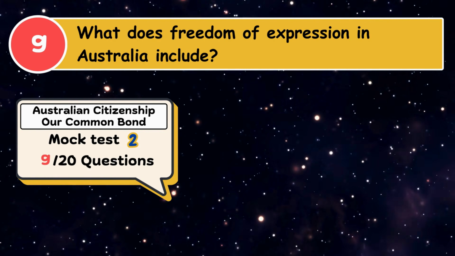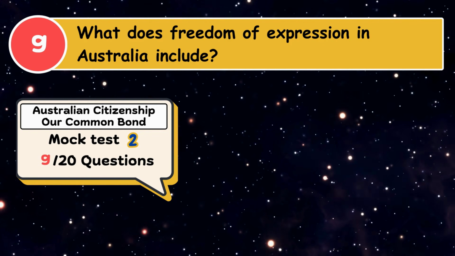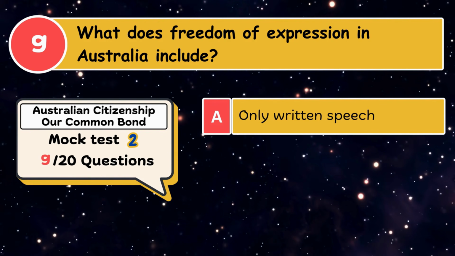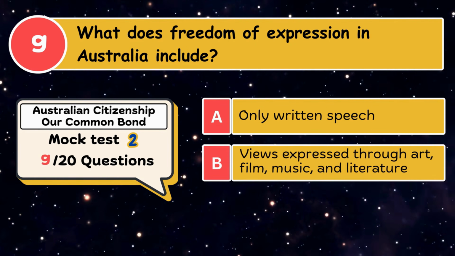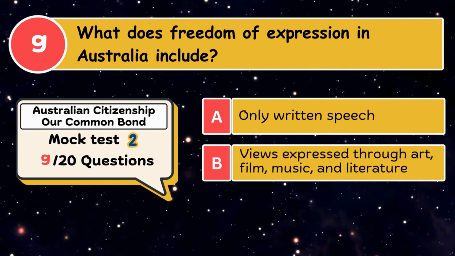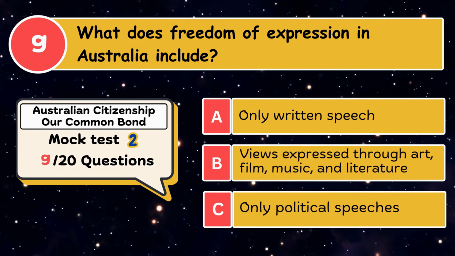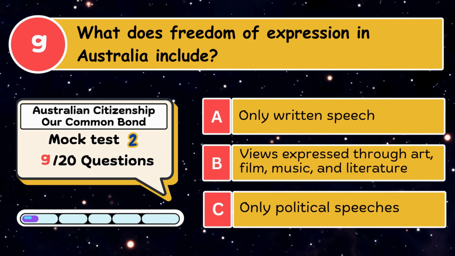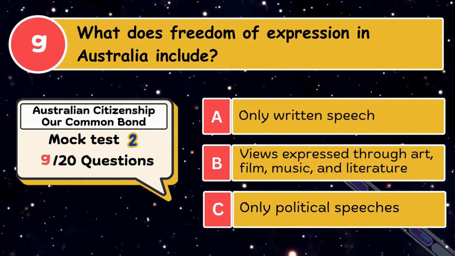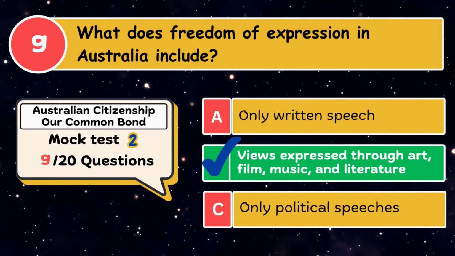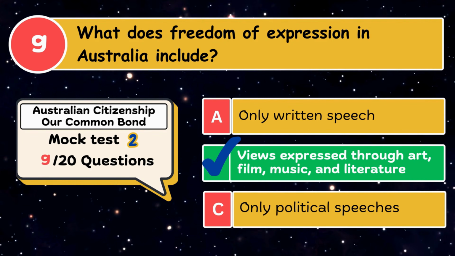What does freedom of expression in Australia include? A. Only written speech. B. Views expressed through art, film, music, and literature. C. Only political speeches. The correct answer is views expressed through art, film, music, and literature.